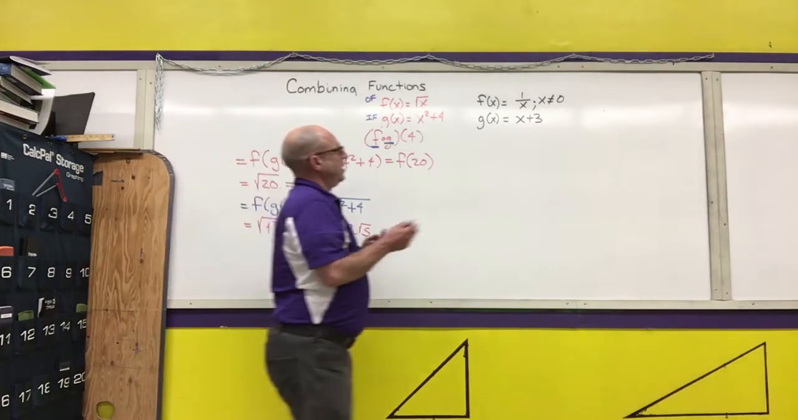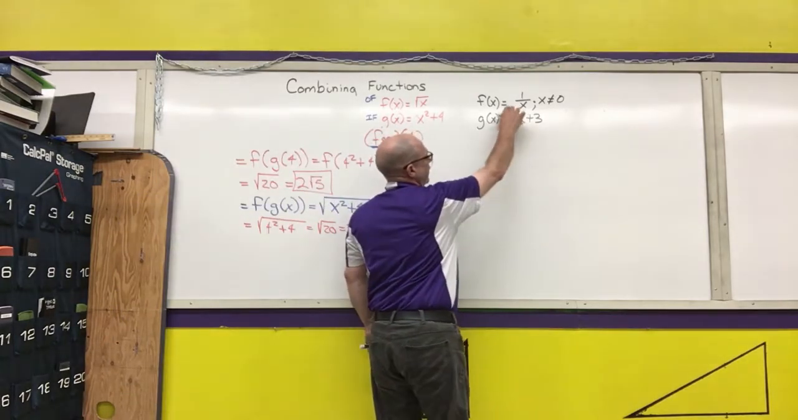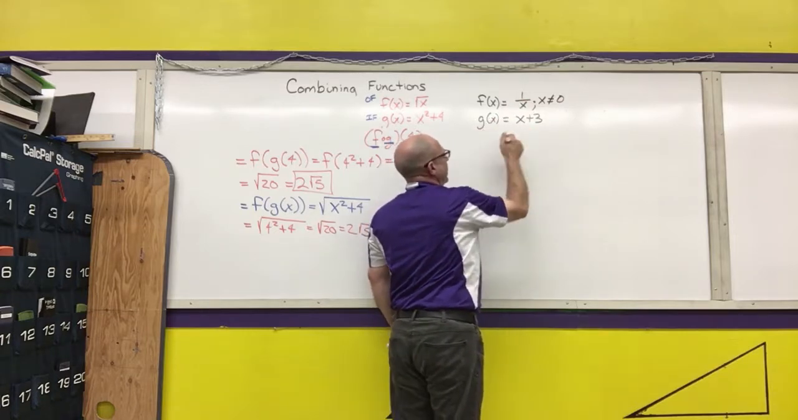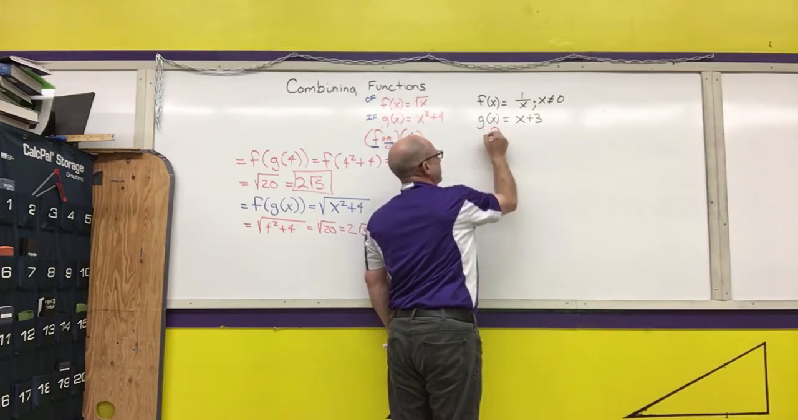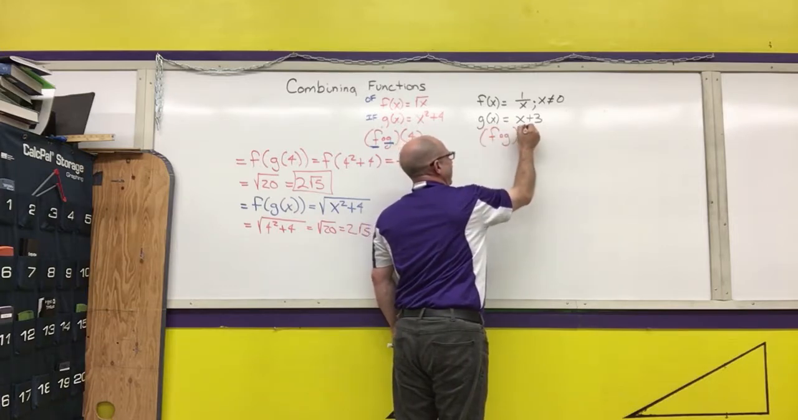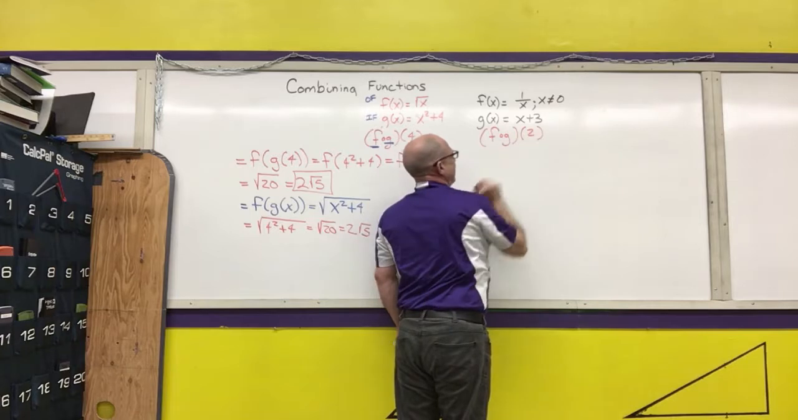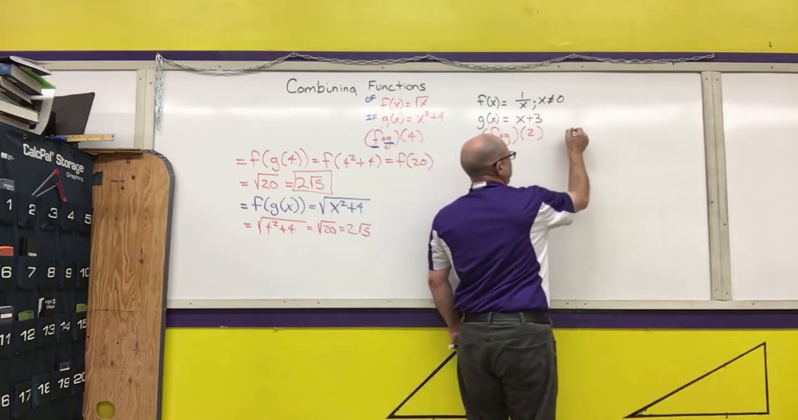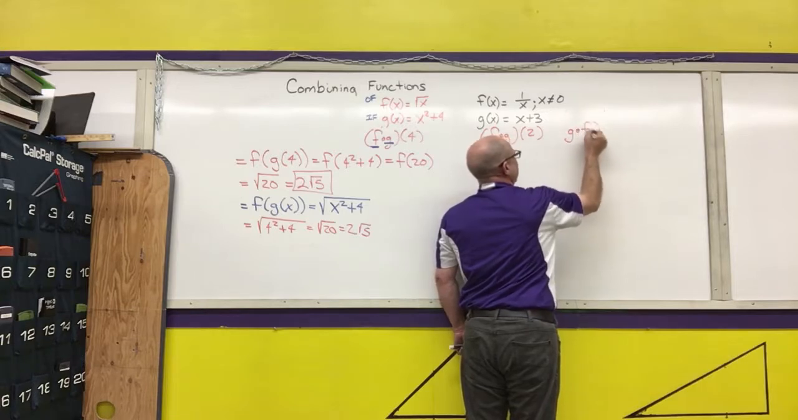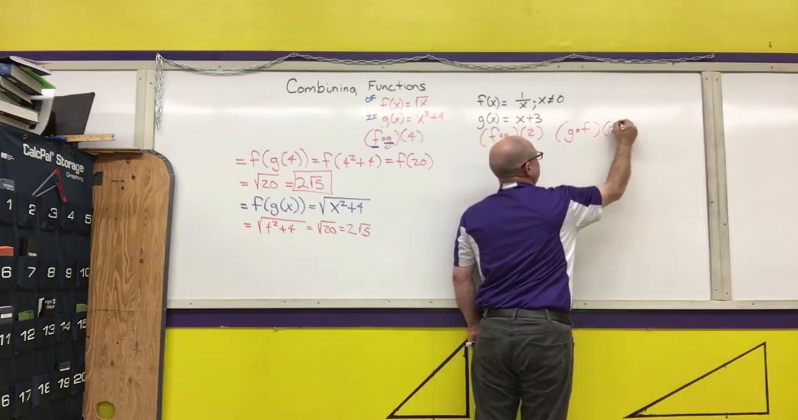For the final example, I'm going to use f of x is 1 over x and g of x is x plus 3. I'm going to do two compositions. The first one is f of g of 2. And then the second composition I want to do is g of f of 2.